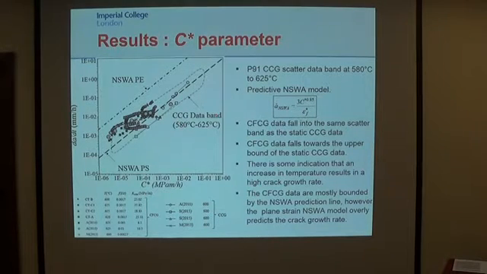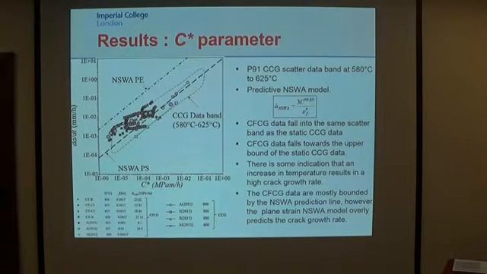And to further analyze the result, I've plotted the creep crack growth data band at 400 degrees Celsius to 625 degrees Celsius, and the predictive NSW model for the plane strain and the plane stress condition. So we can see here that the creep fatigue crack growth data fall into the CCG data band, and also the creep fatigue crack growth data falls toward the upper bound of the static creep crack growth data.